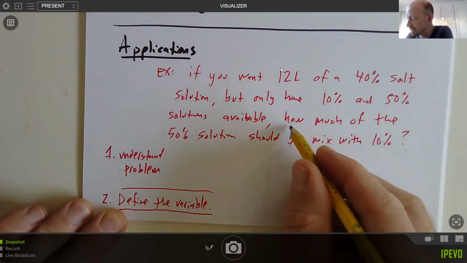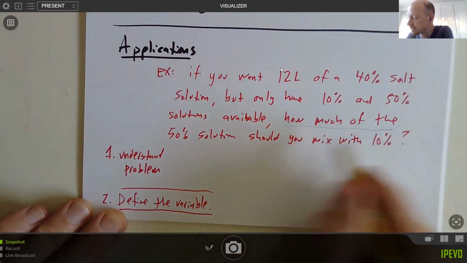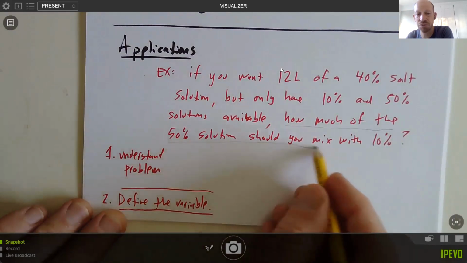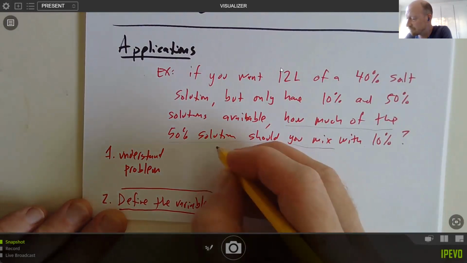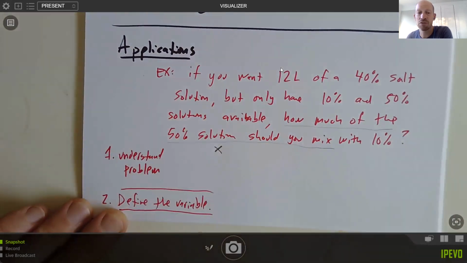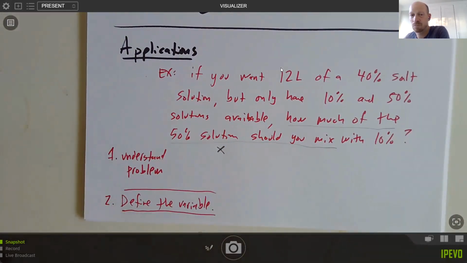So in this case, it's stated right in the problem. How much of the 50% solution should we mix? I mean, that's the question and that's the unknown, and that's what we want our variable to be. So I'm going to call that X. Okay. I don't know what it is exactly, but it's something, right? And that's the something I want to find.